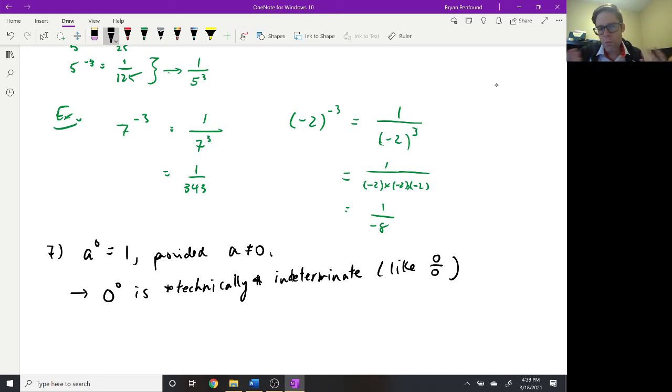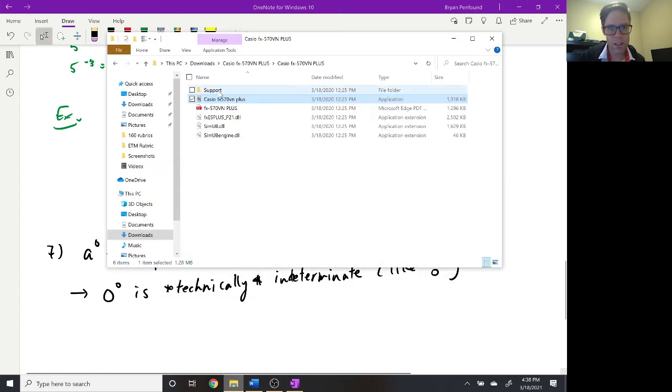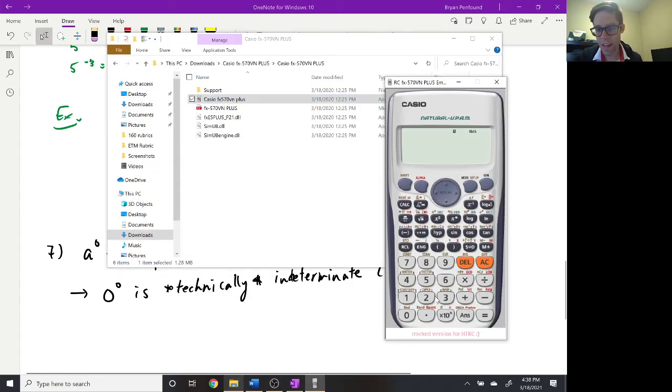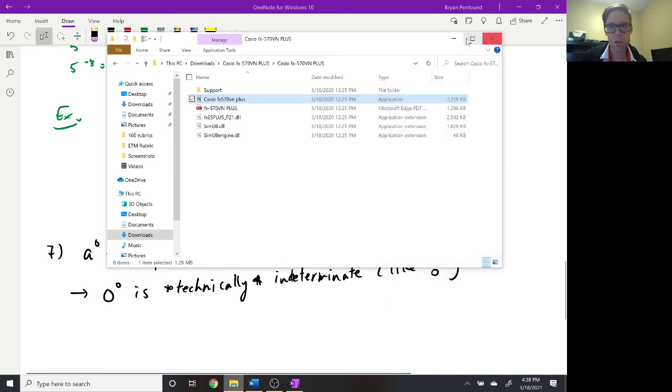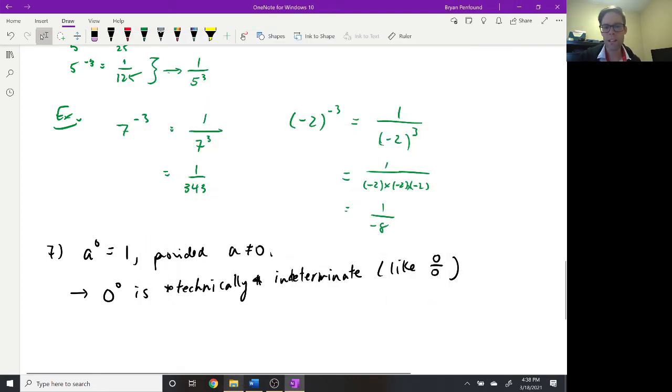To be honest, I think if we try to do this in our calculator, the calculator may yell at us. I don't know, it's been a while since I've done this on a calculator. So yeah, the calculator definitely tells me this is a math error, which in our case we're going to interpret as indeterminate. 0 to the 0 is not undefined per se. We can define it as something, we just don't know how to define it.